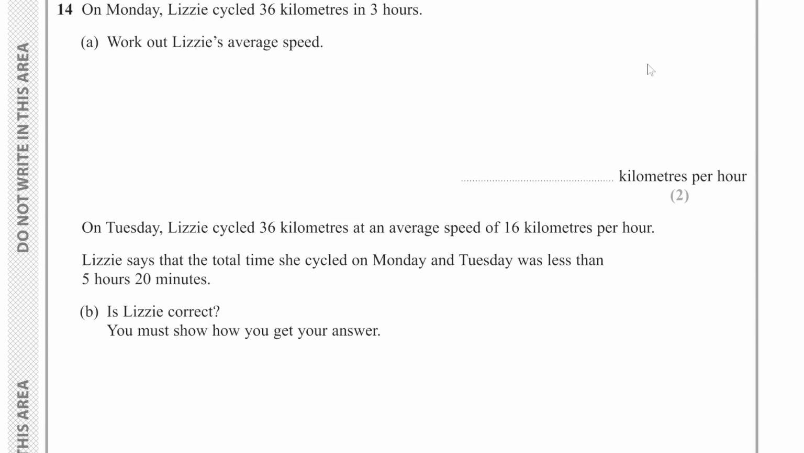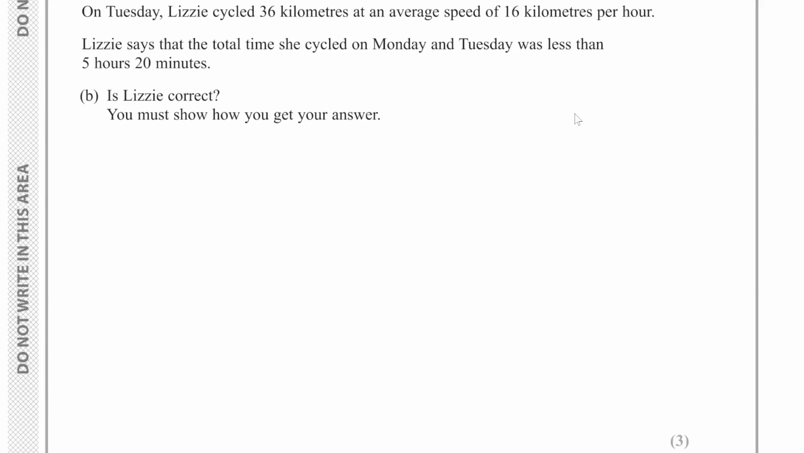Question 14. On Monday, Lizzie cycled 36 kilometers in 3 hours. What is Lizzie's average speed? So we want to know kilometers per hour. How many kilometers does she go in 1 hour? And we could also think of this as speed being distance divided by time. If we go 36 kilometers in 3 hours, we're sharing the 36 between the 3 hours, and that gives us 12 kilometers per hour. 12 kilometers for each hour.